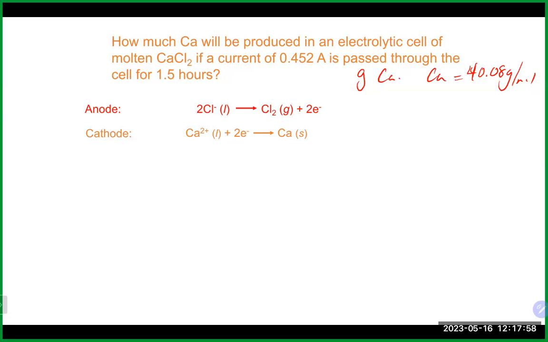Okay, let's take a look. So again, in this case, we are given the amperage. We're also given the time that we're going to run this cell, and we really want to know how much calcium we're going to produce. Remember, in this case, we're starting with calcium chloride, and we're going to try to get to calcium, no charge, and chlorine here. In terms of what's going on, this is +2, that is -1, that is 0, and this is 0.